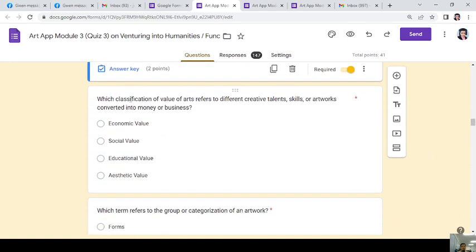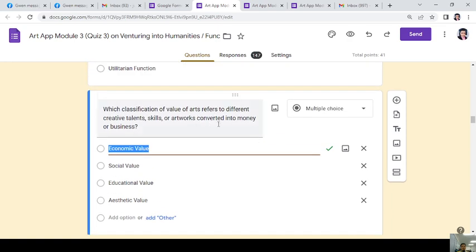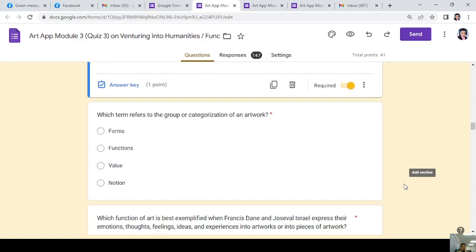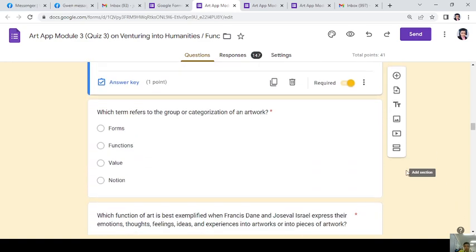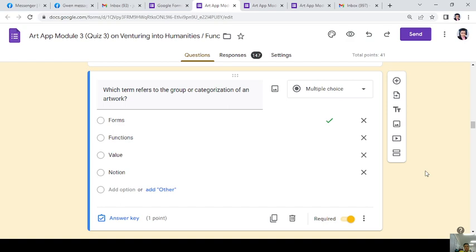Next, which classification of value of arts refers to different creative talents, skills, or artworks converted into money or business? That is economic value. You convert your skills into money or business. Next, which term refers to the group or categorization of an artwork? Categorization po tayo. Its forms.